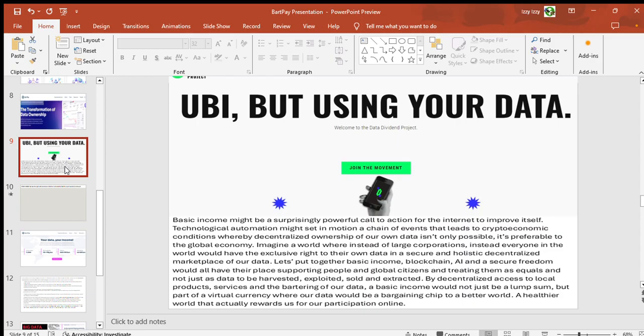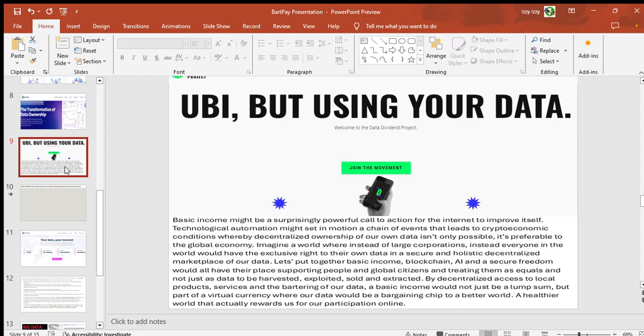Imagine a world where instead of large corporations, everybody in the world will have the exclusive right to their own data in a secure and holistic decentralized marketplace of our data. Let's put together basic income, blockchain, artificial intelligence, and a secure freedom will all have their place supporting people and global citizens and treating them as equals and not just as data to be harvested, exploited, sold, and extracted.